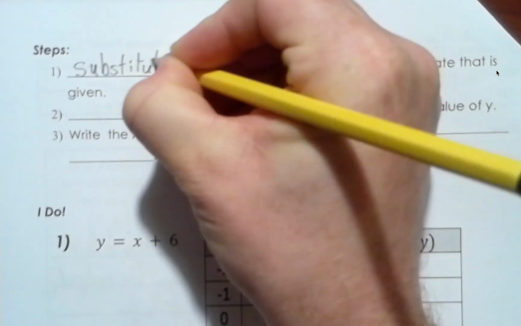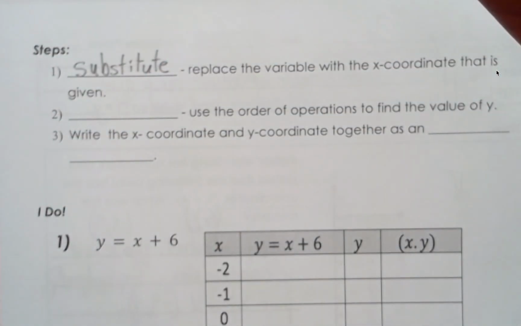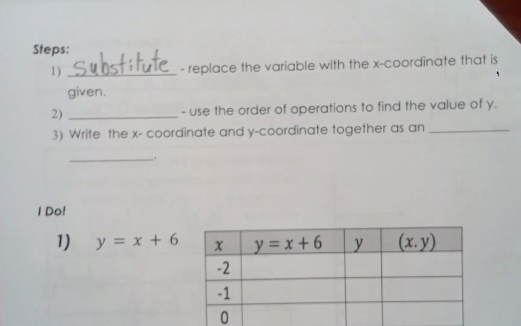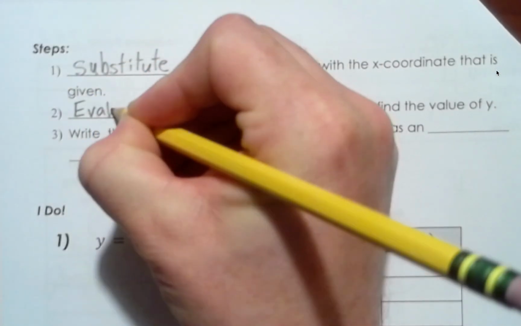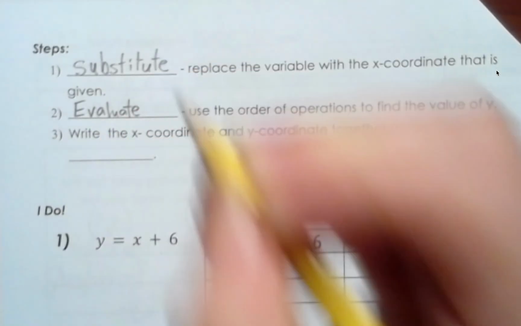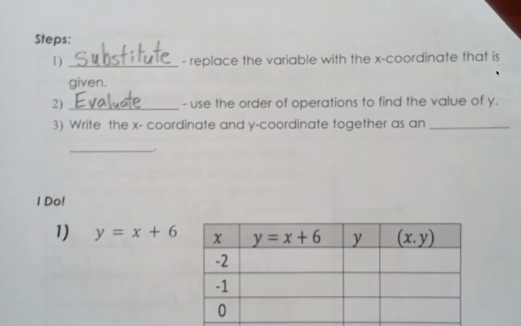Replace the variable with the x coordinate that is given. And the second one is to evaluate. Remember, when we evaluate, we get a value, we get a number out. And then we write the x coordinate and the y coordinate together as an ordered pair.